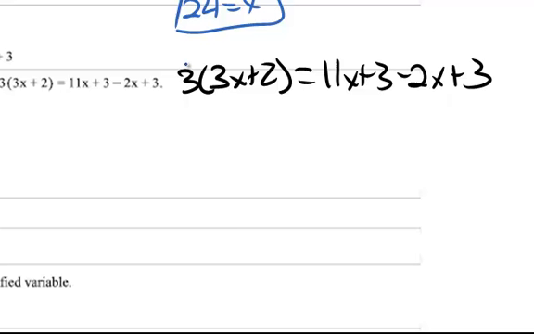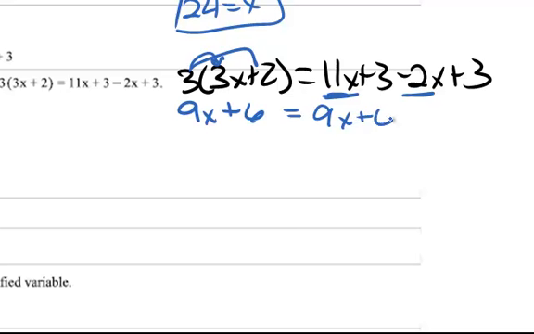First, let's distribute. So 3 times 3x will give us 9x. 3 times 2 gives us a positive 6 equals. And then the 11x minus 2x gives us 9x. And then positive 3 plus another 3 is going to give us plus 6. Now you might notice these are exactly the same. 9x plus 6 equals 9x plus 6. That means that we have an identity.